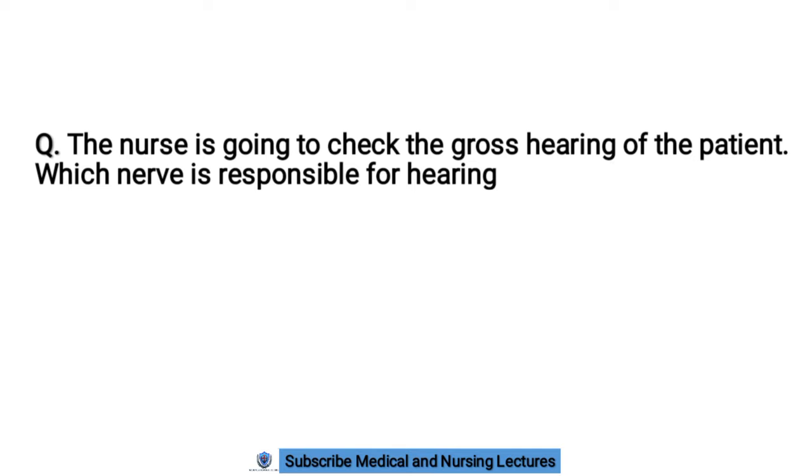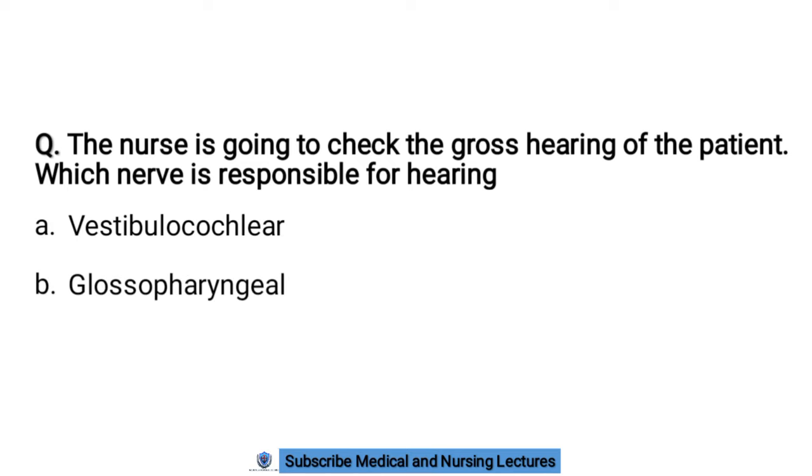The nurse is going to assess the gross hearing of the patient. Which nerve is responsible for hearing? Option A, vestibulocochlear; option B, glossopharyngeal; option C, vagus nerve; option D, spinal accessory nerve. The correct option is option A, vestibulocochlear nerve.